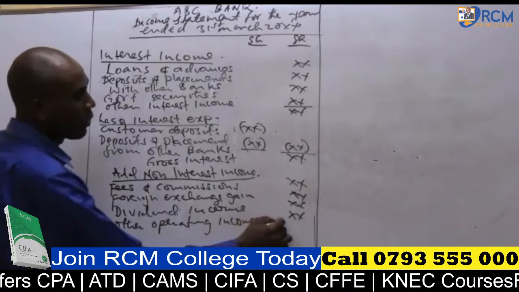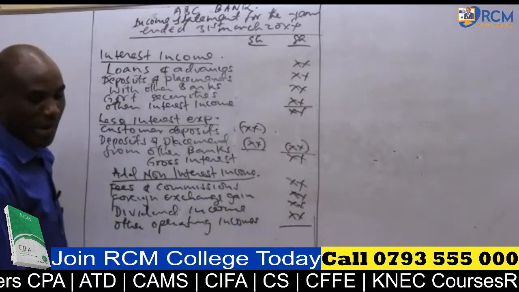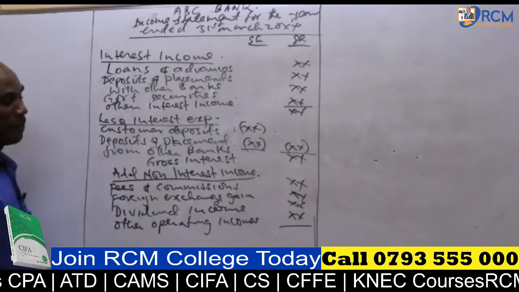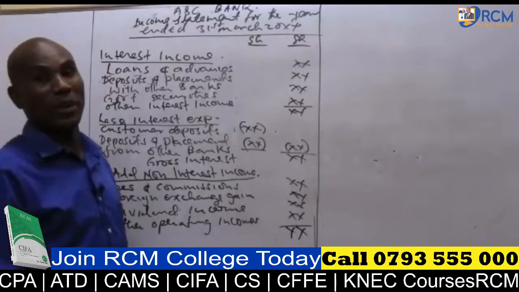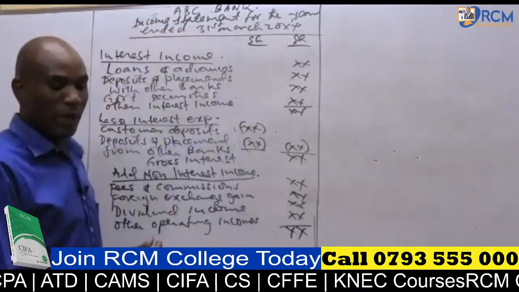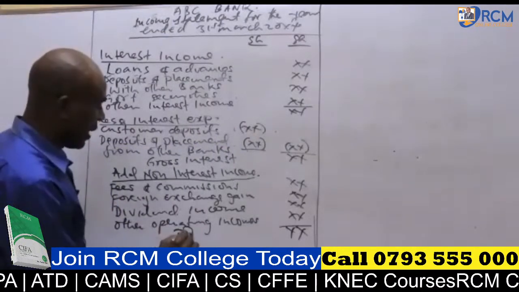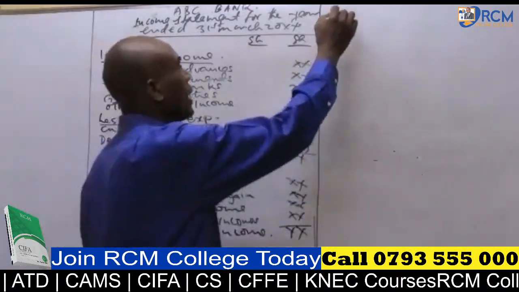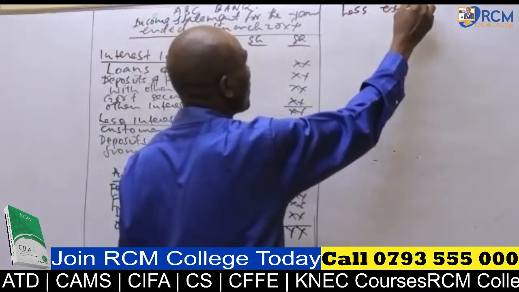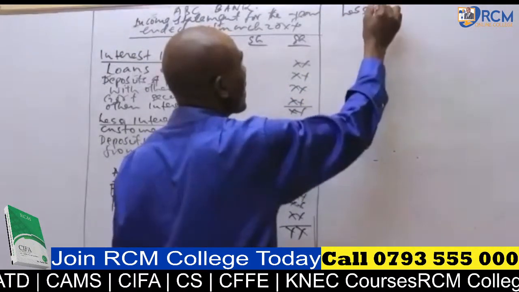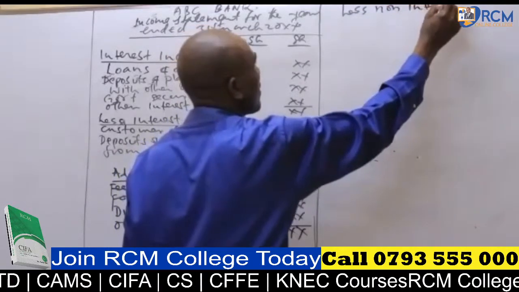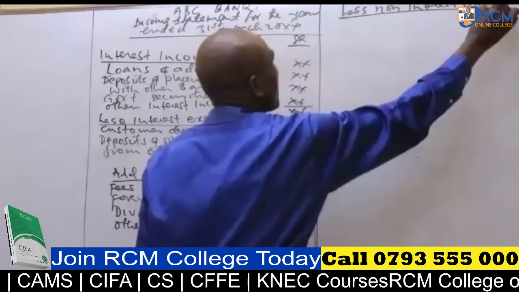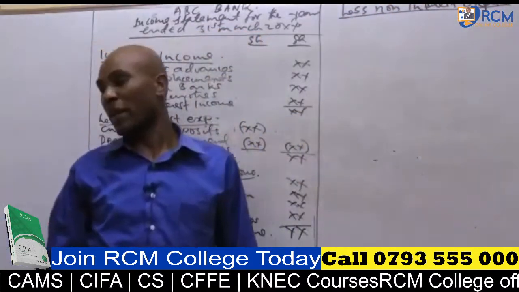Then we add together with that one. I believe we are together. We add together there. Then we get total income there. Then we come to less non-interest expenses, that is operating expenses, normal expenses.